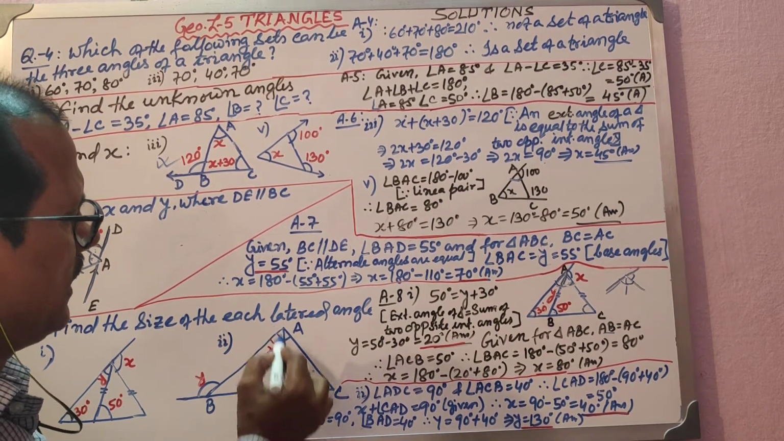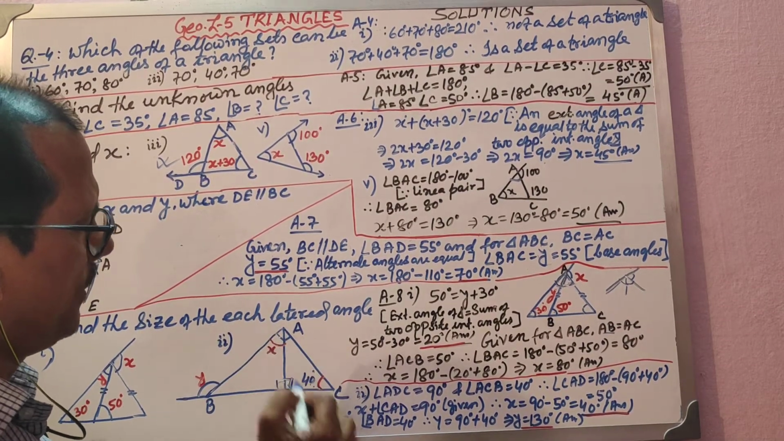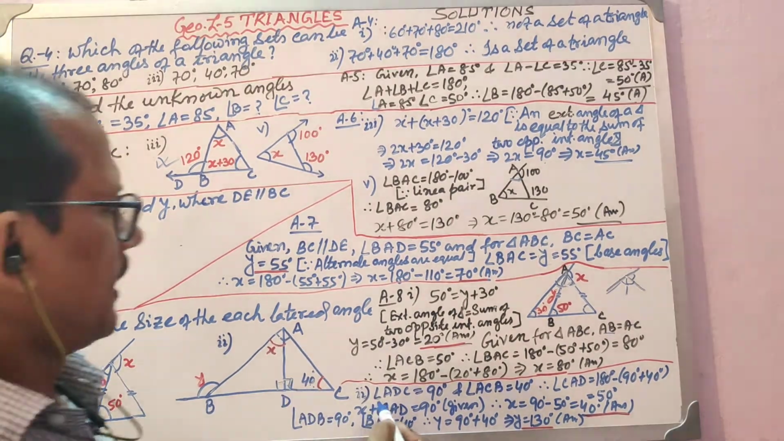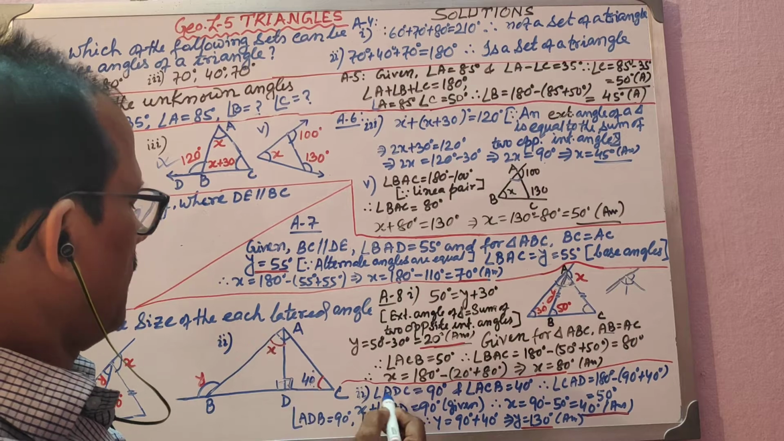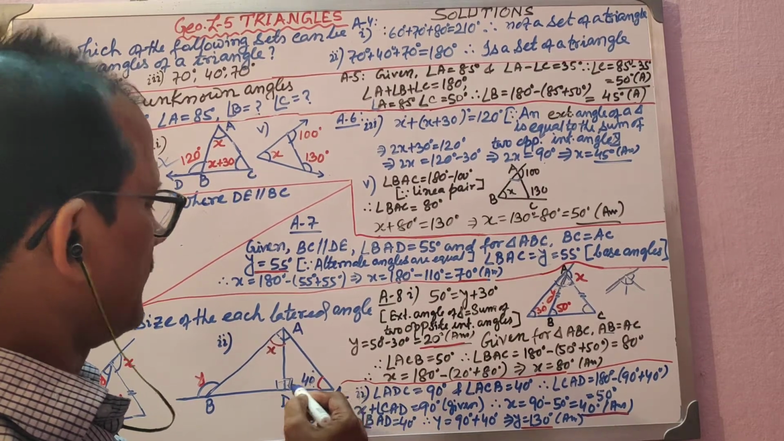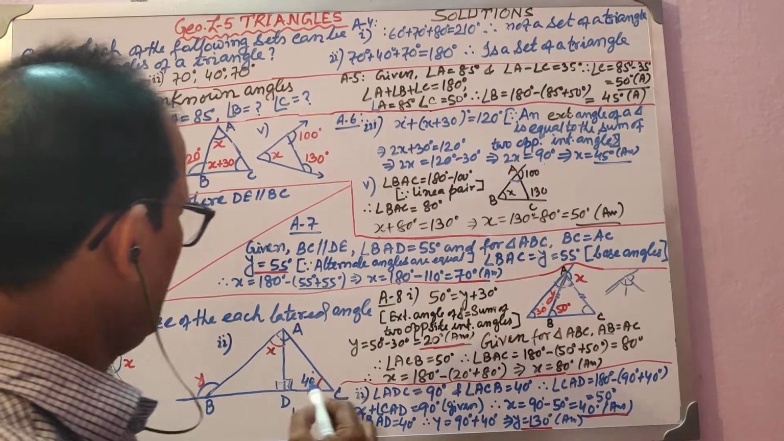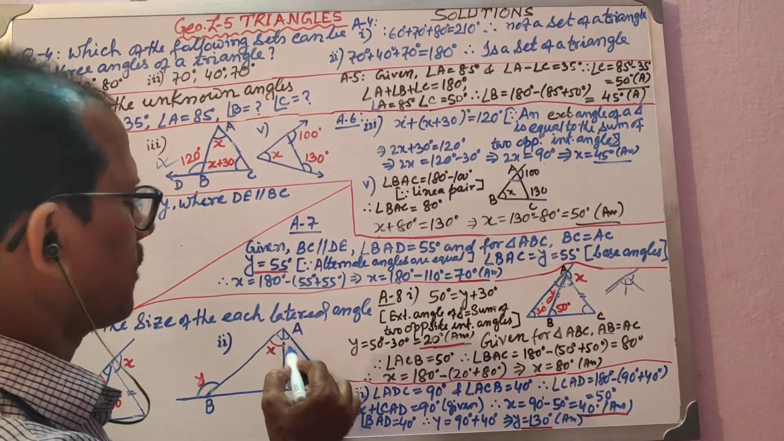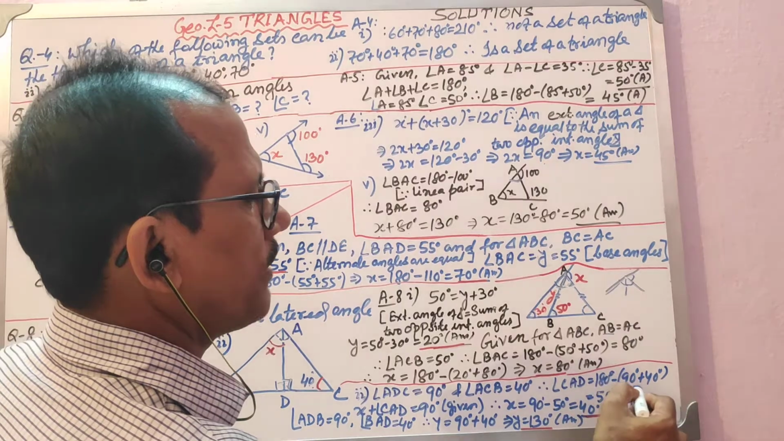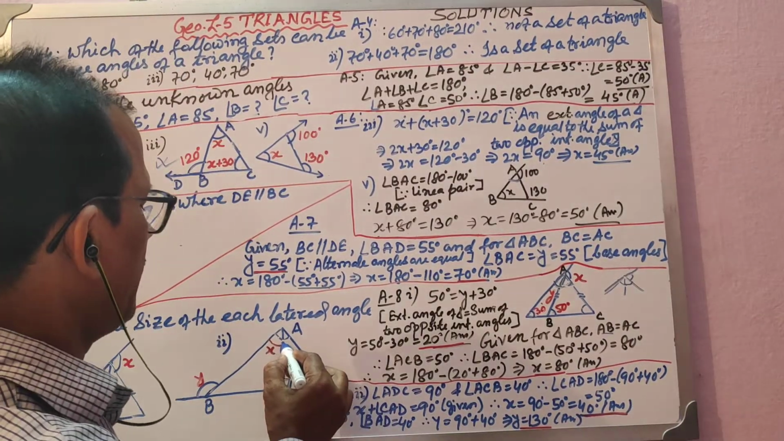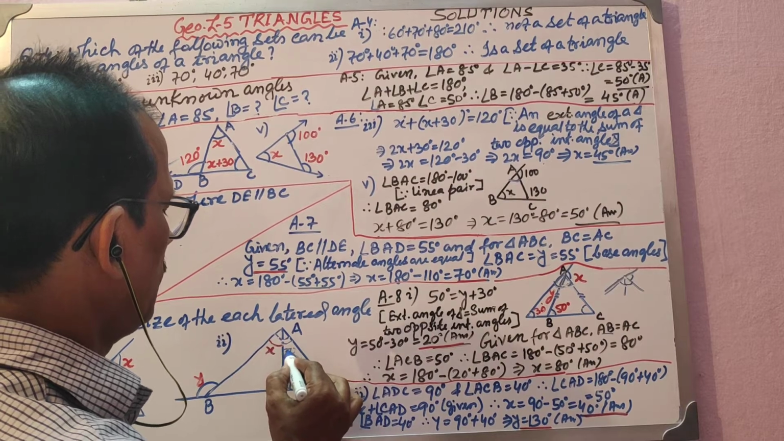DAB will be what? DAB will definitely be 180 minus 40 plus 90. That is, ABC is equal to 90 degree given and ACB is equal to 40 degree. Therefore CAB, this particular angle, is equal to 180 minus 90 plus 40. That is equal to 50 degree. You got 50 degree.